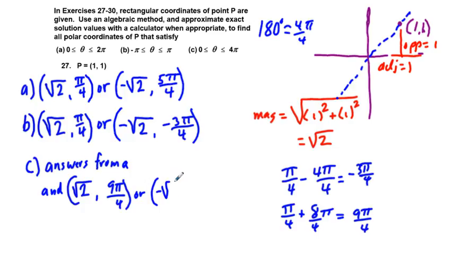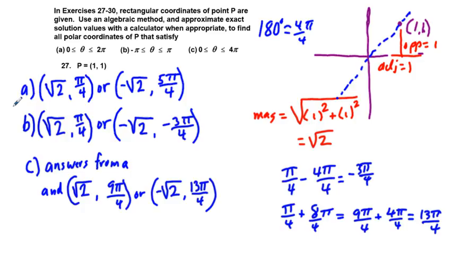negative square root of 2, in this case we're going to have to take this 9 pi over 4 and add another 4 pi over 4 to get it back to the other side. So if we add another 4 pi over 4 to 9 pi over 4, we're going to get 13 pi over 4. So 13 pi over 4 is our last part of this answer.